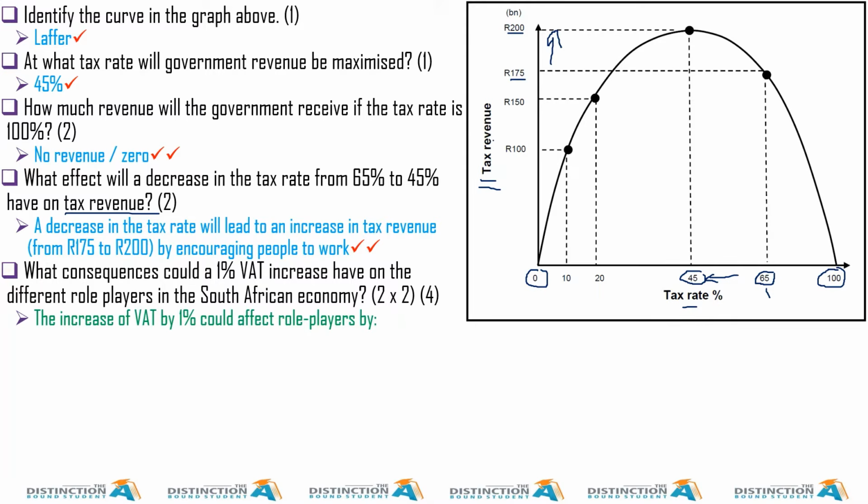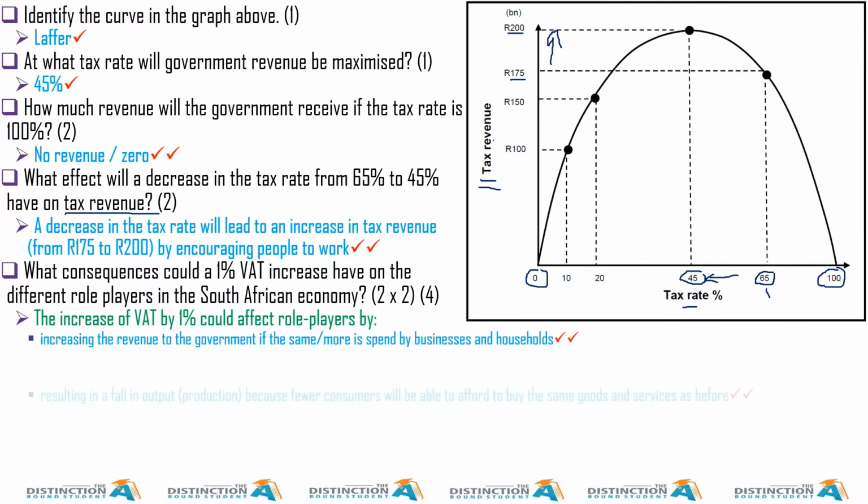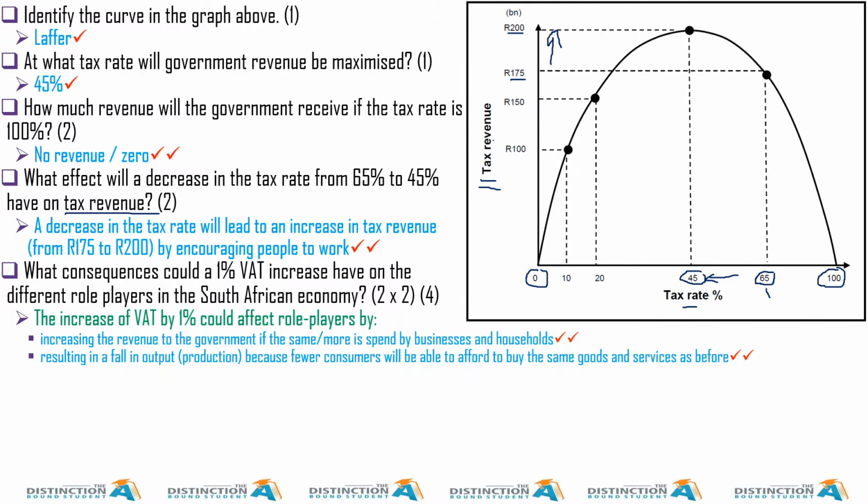What consequences could a 1% VAT increase have on the different role players in the South African economy? Right, the increase of VAT by 1% could affect role players this way: increasing the revenue to the government if the same or more is spent by businesses or households. That is, yes, if nothing changes in terms of spending, then government will make more money. But it's not always guaranteed that they would make more money. In some cases, they would make less because people might be buying less. Right, resulting in a fall in output because fewer consumers will be able to afford to buy the same goods and services as before.